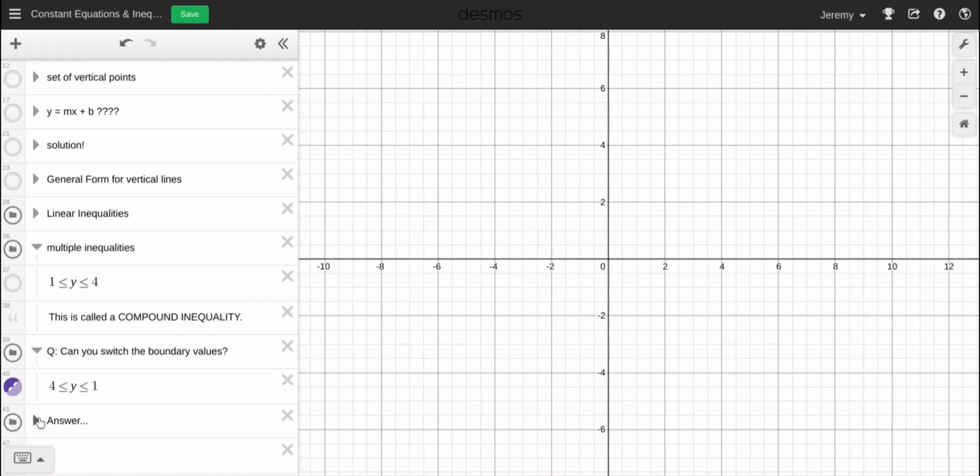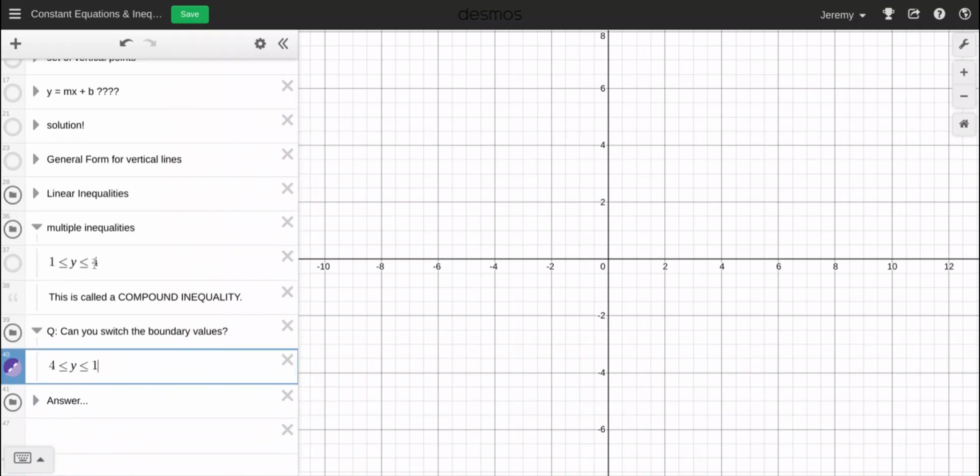Well, it's because if you think of a number that satisfies that part, 4 is less than or equal to y, maybe that might be like 10. 4 is less than or equal to 10. Now, think about the other spot. Is 10 less than or equal to 1? No. And it's impossible for a number to be less than or equal to 1, but then for 4 to be less than that number. So that's why there is no graph here. There is no solution to this compound inequality. So switching them did not work.